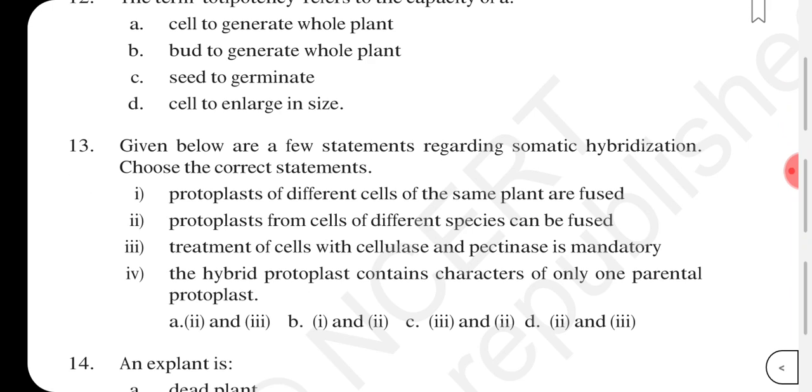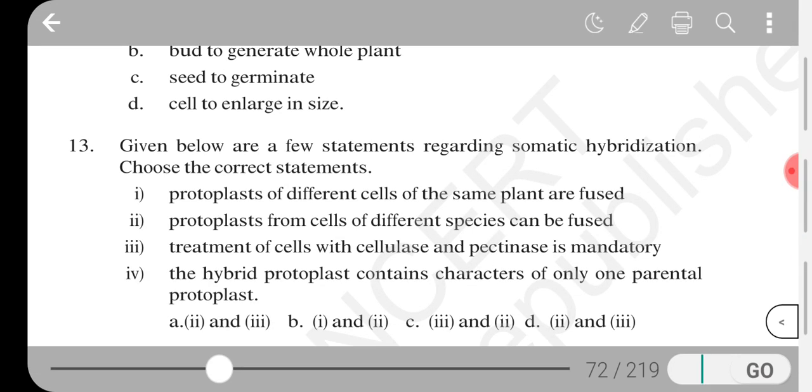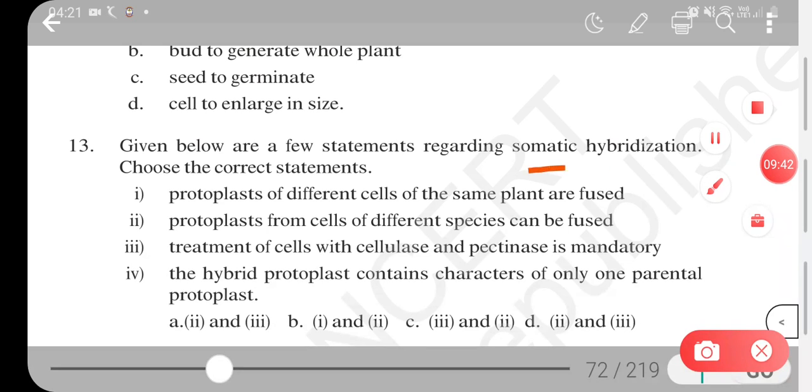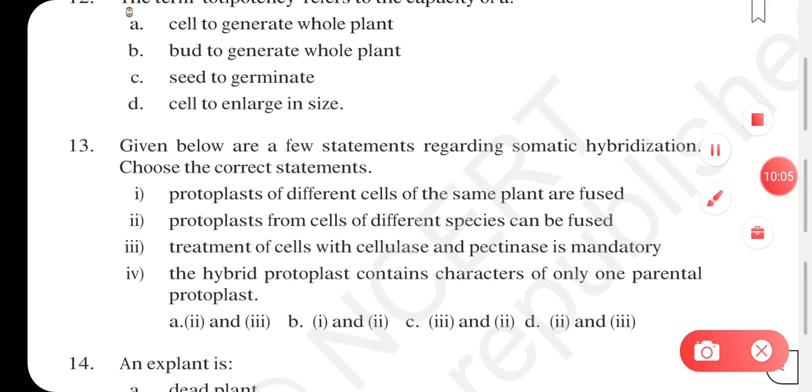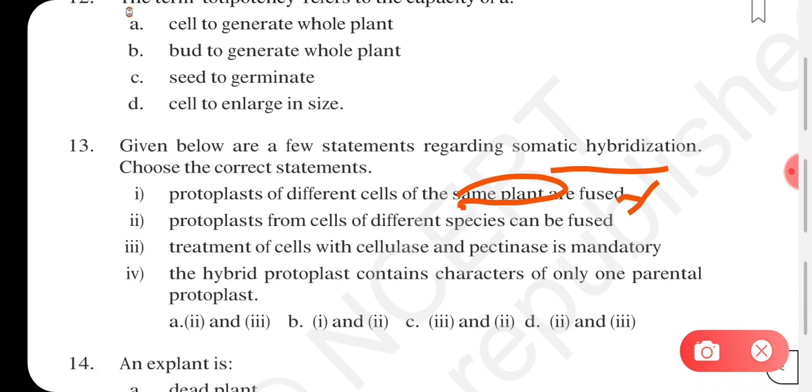Next question. Given below are a few statements regarding somatic hybridization. Protoplasts of different cells of the same plant are fused, or protoplasts from the cells of different species can be fused? During somatic hybridization, are protoplasts of different cells of the same plant fused? No, it should be that protoplasts from the cells of different species can be fused.